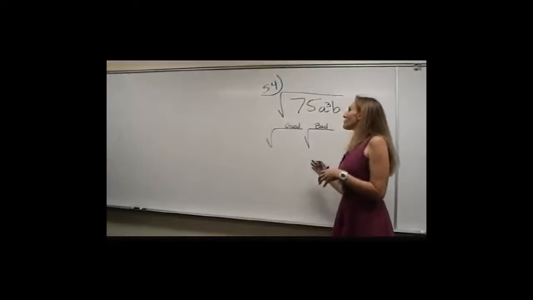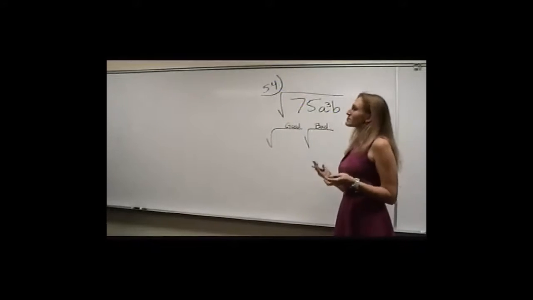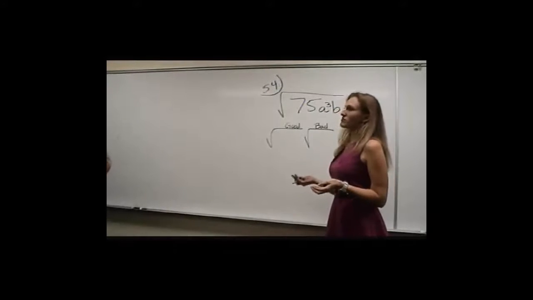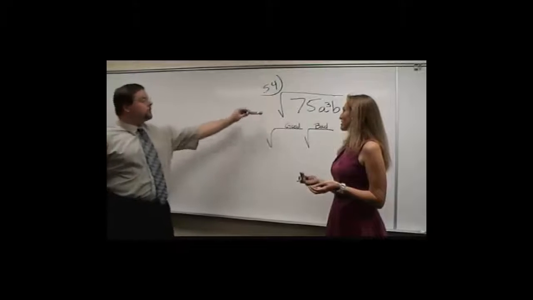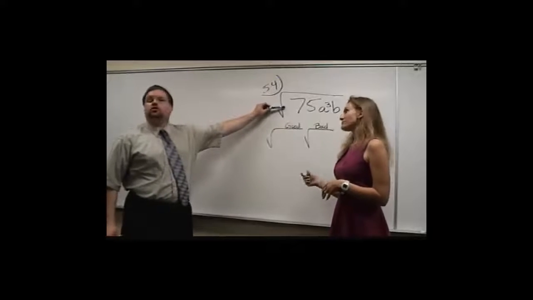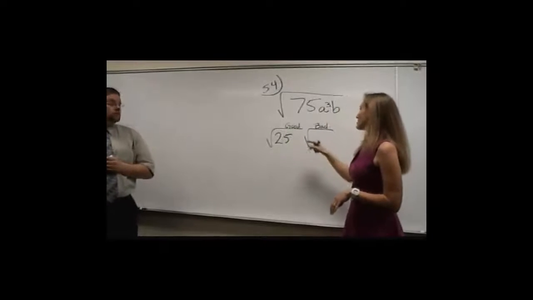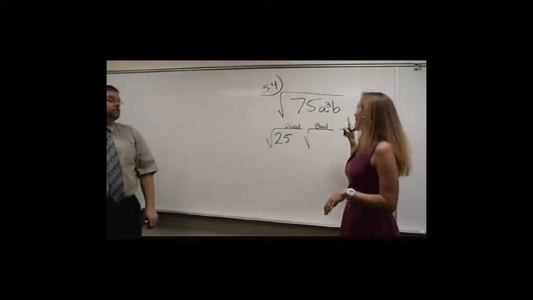So, the good box, I have 75, and I need to find the biggest perfect square factor of 75. What's the biggest perfect square factor of 75, Professor Kasha? Well, I think about 75 cents, so I'm thinking about quarters. So 25 goes into 75 3 times. Right, so the 25 is the perfect square, and 3 is the bad.